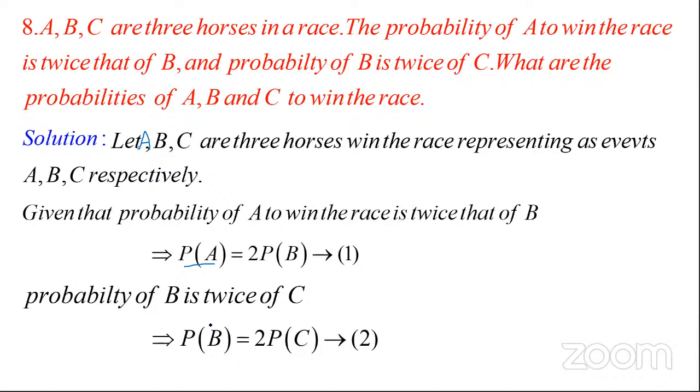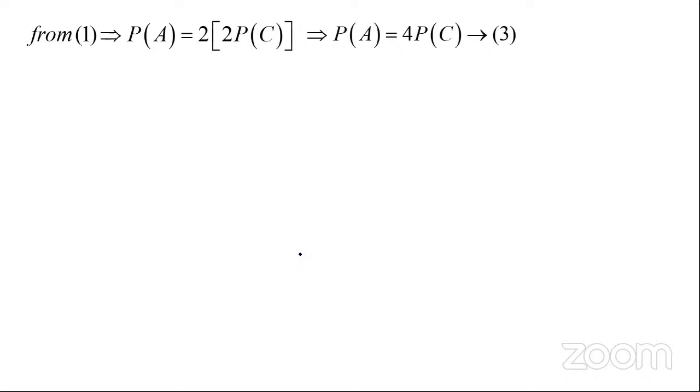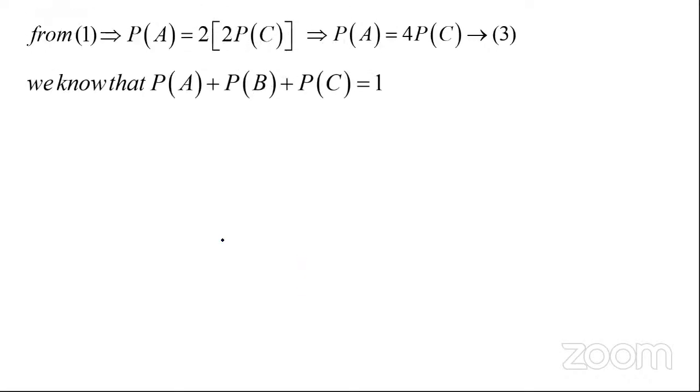Now substitute the P of B value, and you know that P of A plus P of B plus P of C equals 1, the sum of all the probabilities is equal to 1. From 1, P of A equals 2 into 2 P of C, so P of A equals 4 P of C. Now we transform all the values into P of C. P of A value is 4 P of C.